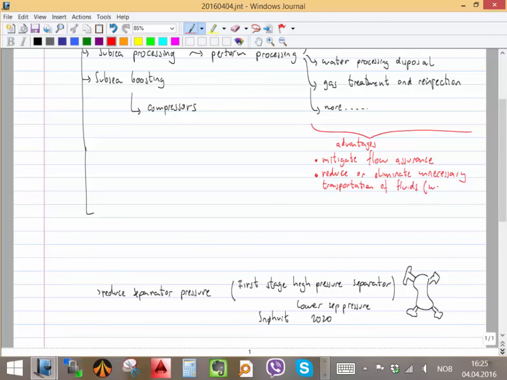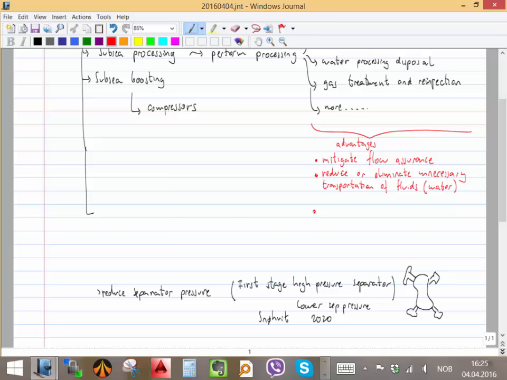This applies to fluids, for example water, but it could also be gas. If we want to inject gas back into the formation, most of the times we have to take the gas up, then process it, compress it, and take it back down for injection. If you manage to separate at the sea bottom, then you don't have to do that.